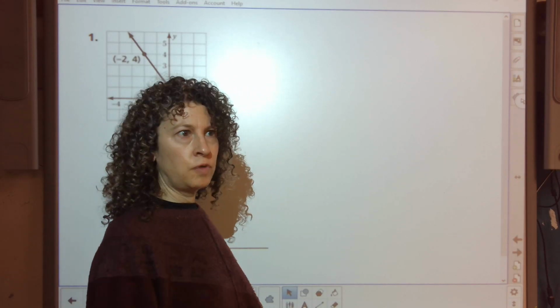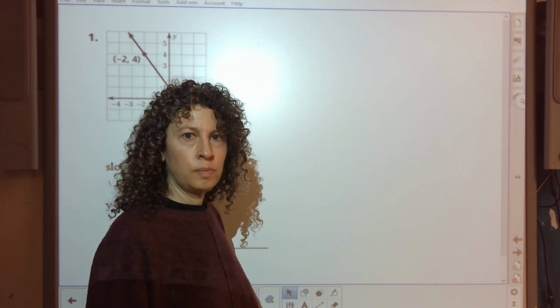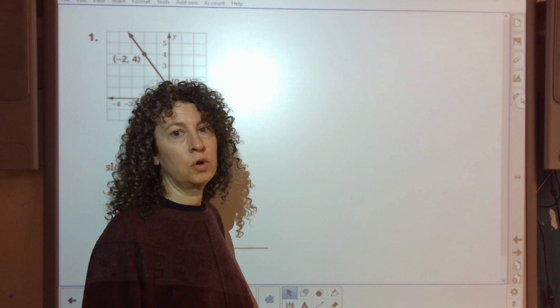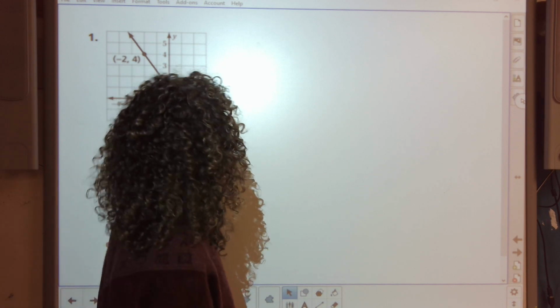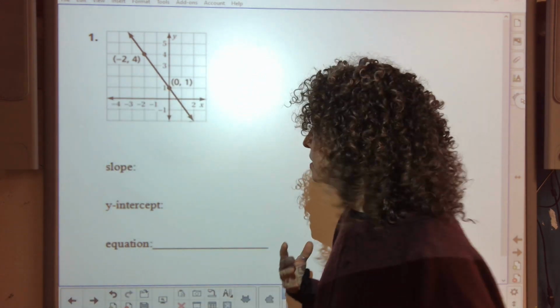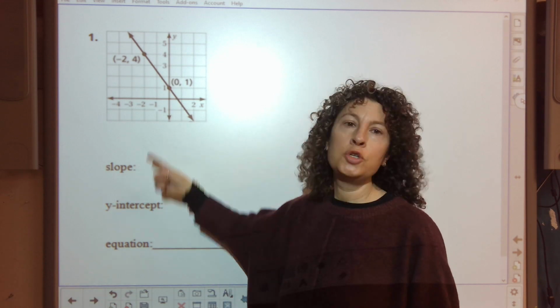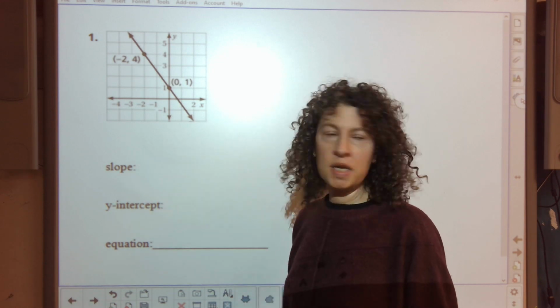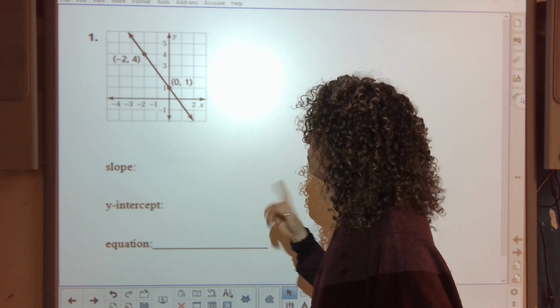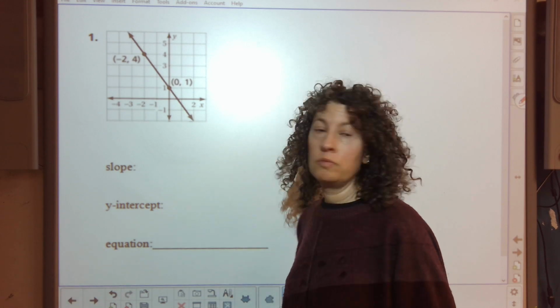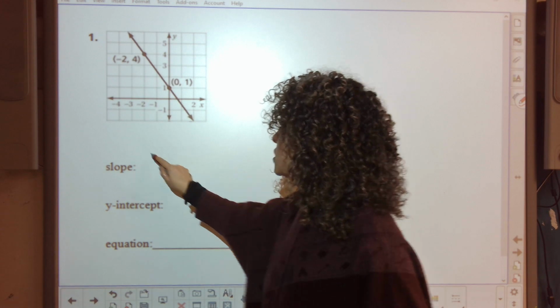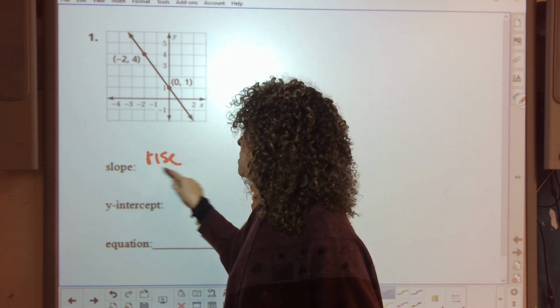All right, let's look at writing equations from graphs and from ordered pairs or tables. So we're going to be writing equations in slope-intercept form, our y equals mx plus b. So again, we need to know two pieces of information. I need to know the slope and I need to know the y-intercept. So from a graph, we're going to do our rise over our run. So my slope is rise over run.